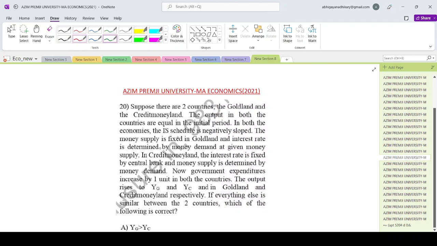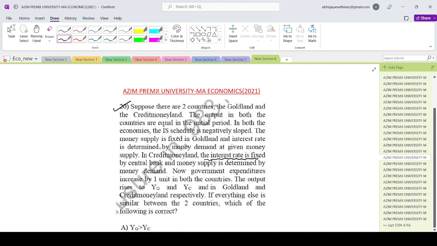Now moving on to question number 20 of the Azim Premji University M Economics paper 2021. Suppose there are two countries, Gold Land and Credit Money Land. The output in both countries is equal in the initial period. In both economies, the IS schedule is negatively sloped. The money supply is fixed in Gold Land and the interest rate is determined by money demand at a given money supply. In Credit Money Land, the interest rate is fixed by the central bank and the money supply is determined by money demand.